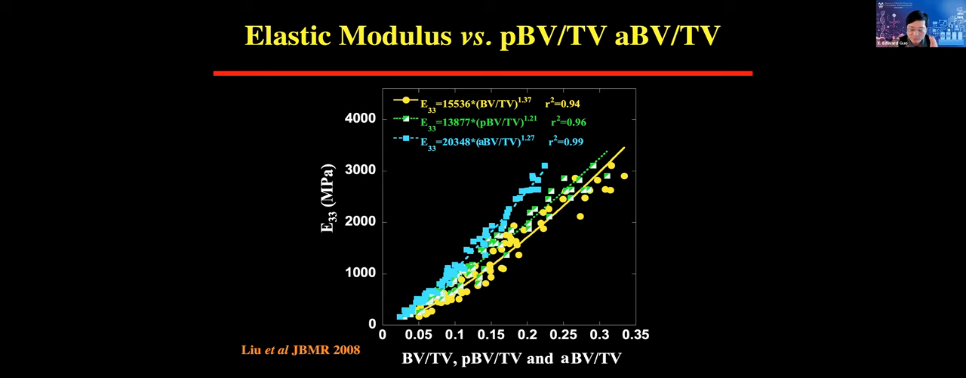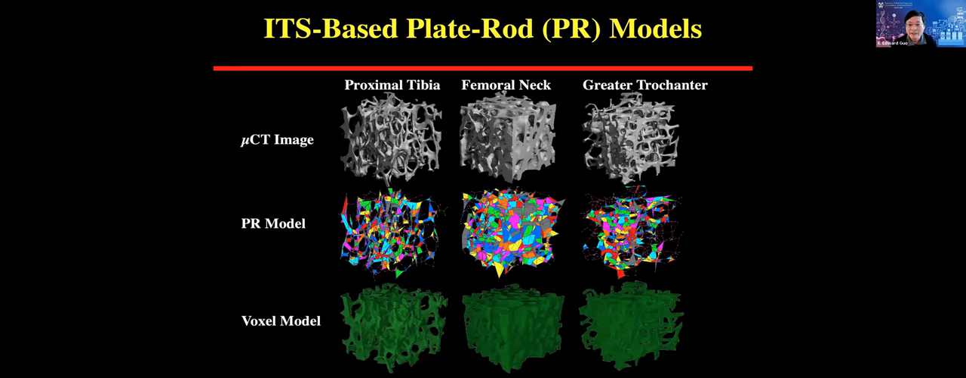And then of course, if you look at them, they look like plates, they look like rods, but they're not exactly plates or rods. That's biology, right? So how do we actually show this is actually just spongy plates and rods? We can use an experimental computation way to prove it. You can see on top are the original micro CT images. And then we can do this ITS and create an alternative model of plates and rods.